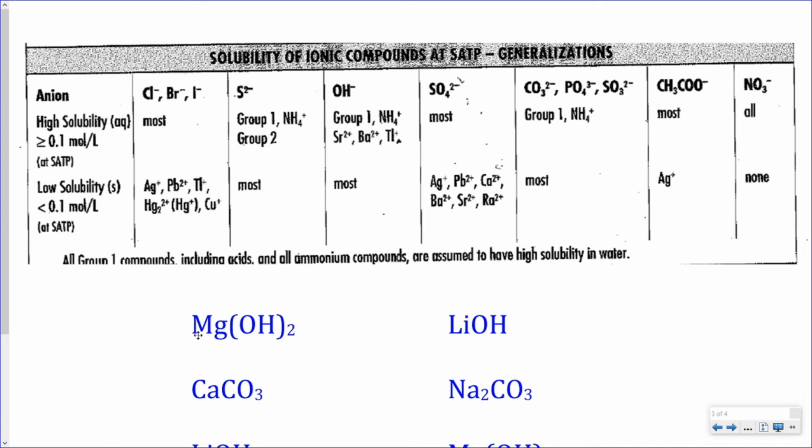If we take a look at our first example, magnesium hydroxide, we look at our anion, hydroxide, OH, so that's right here. And then we figure out our cation, magnesium. Does that fall in this or in this? Magnesium is a group 2, so it's not group 1 and it's not one of these ones listed. So magnesium hydroxide would fall right here because magnesium doesn't match up here. What does this tell us? That in our case, magnesium hydroxide is going to have low solubility. So if we wanted to write the state for this, we would just write S for solid.